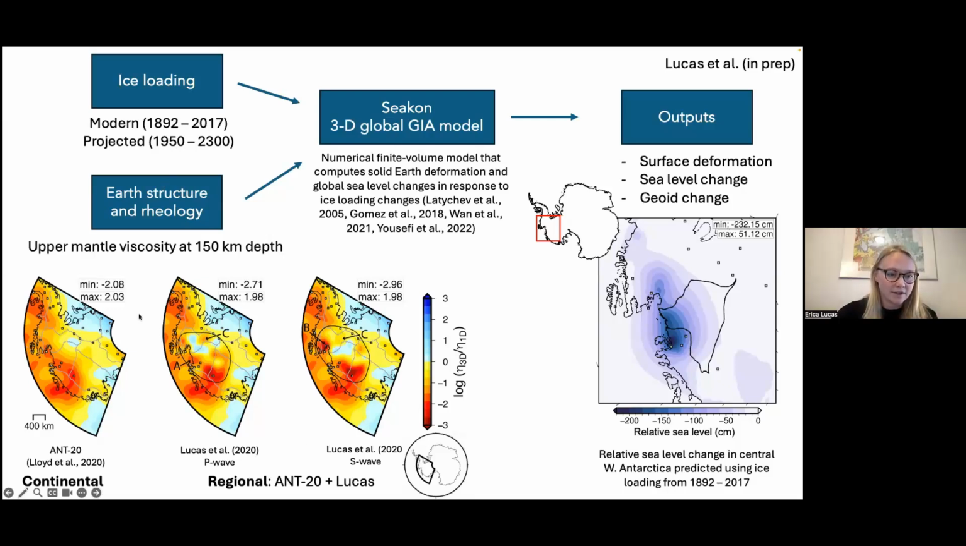And I've constructed various solid Earth models that infer upper mantle viscosity variability from continental seismic imaging and regional seismic imaging. So as you can see, we capture a lot more short wavelength variability in upper mantle viscosity with the regional models of Earth structure compared to the continental models. So we have a stronger transition from lower viscosities at the grounding line, which is where ice goes from sitting on bedrock to floating on the ocean, to higher viscosities in the interior in these regional models. And then this model outputs predictions of surface deformation, sea level change, and geoid change.